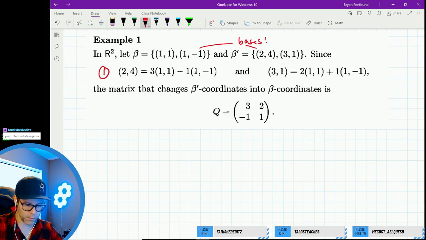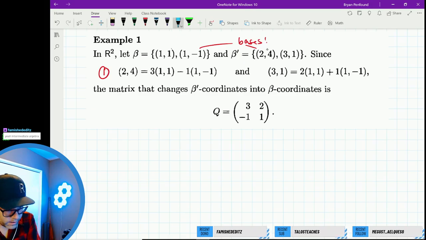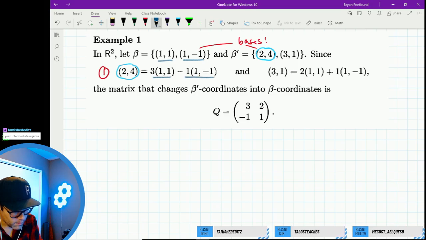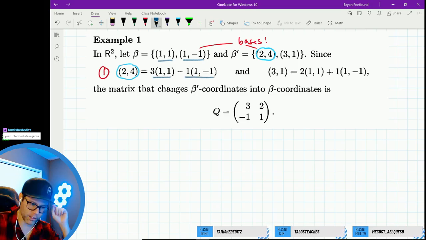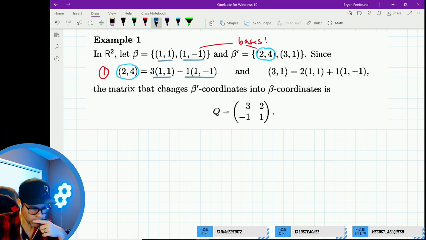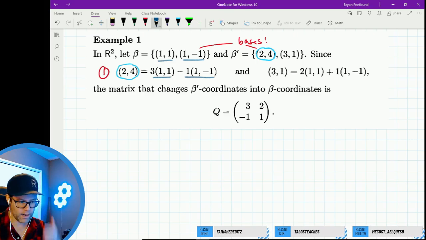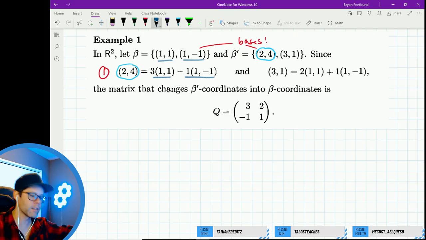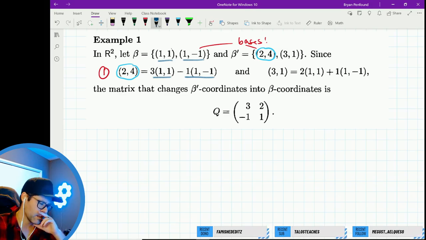Okay, back to our example number 1. Notice here that they're taking 2, 4 and expressing 2, 4 as a linear combination of the vectors in basis beta. So they're saying that 2, 4 is 3 times (1, 1) minus 1 times (1, -1). And that checks out. That makes sense. If we expand that out, we do indeed get 2, 4.